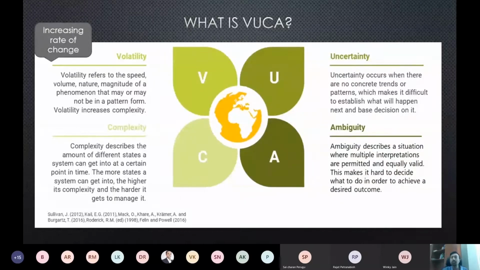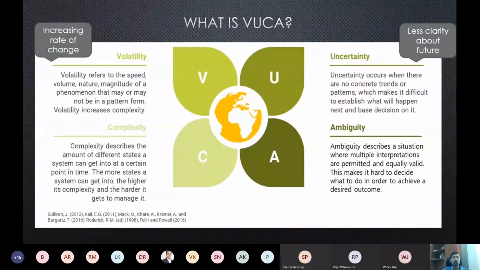And the next terminology, that is uncertainty, which is less clarity about the future. So uncertainty occurs when there are no concrete trends or patterns, which makes it difficult to establish what will happen next and base decisions on it, right? So we don't have much clarity like how things will turn up after this, like post COVID-19, what would be the GDP, all those things. So that is pretty uncertain, right?